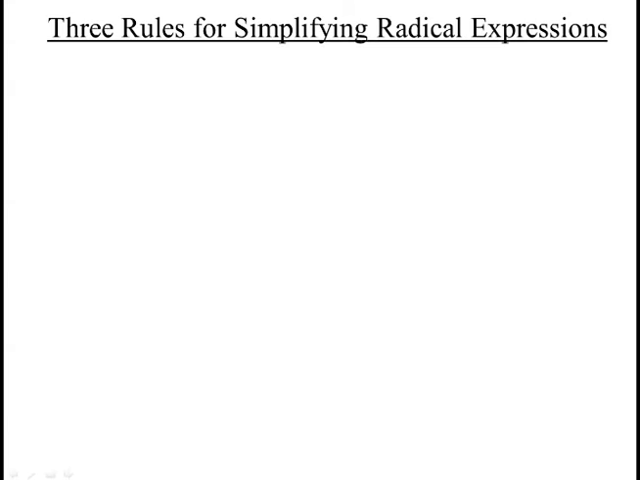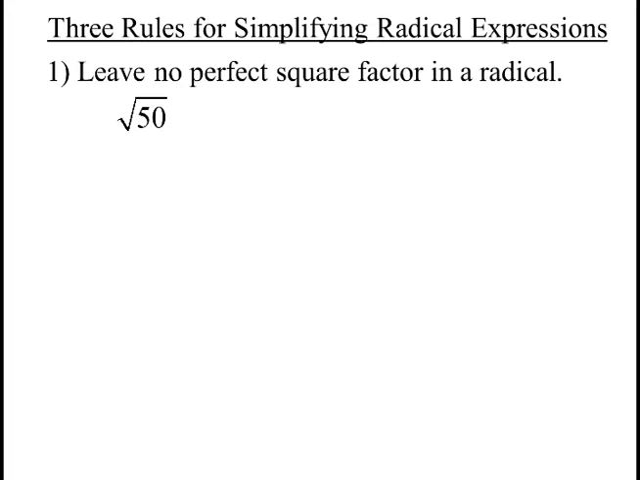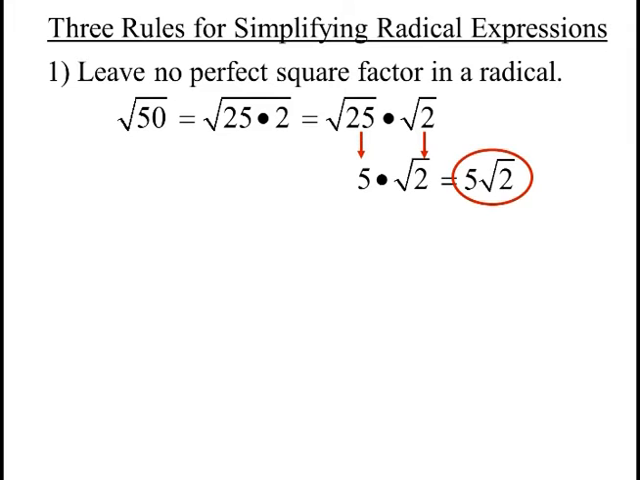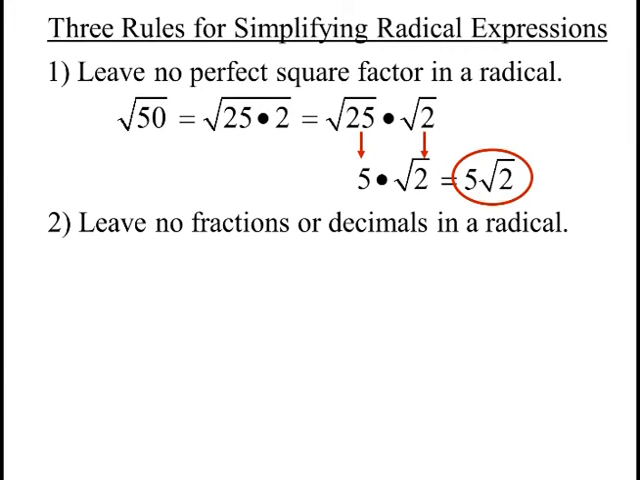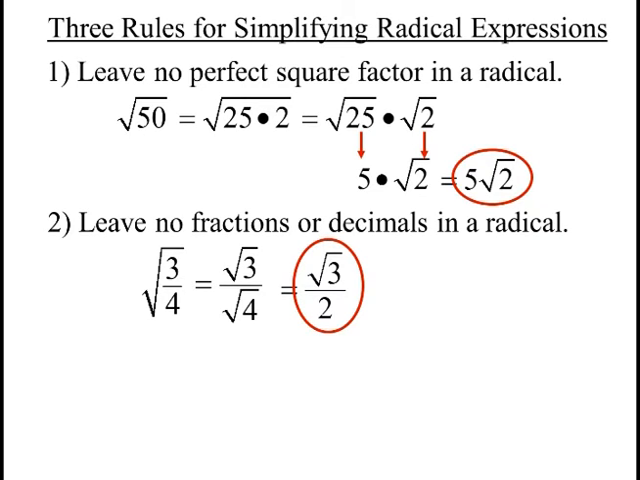Okay, there are 3 rules for simplifying radicals. Rule number 1 we're already familiar with. Leave no perfect square factors in a radical. We've already seen how to simplify root 50 down to 5 root 2. Rule number 2, leave no fractions or decimals in a radical. So if you have root 3/4, you can break that up into the square root of 3 over the square root of 4. Square root of 4 is rational, that's 2. Square root of 3 is irrational, but there's nothing you can do with it, so you just leave it as root 3 over 2. Now, you can leave a radical in a fraction, so it's okay to leave root 3 in the fraction root 3 over 2, but you can't leave a fraction in a radical.